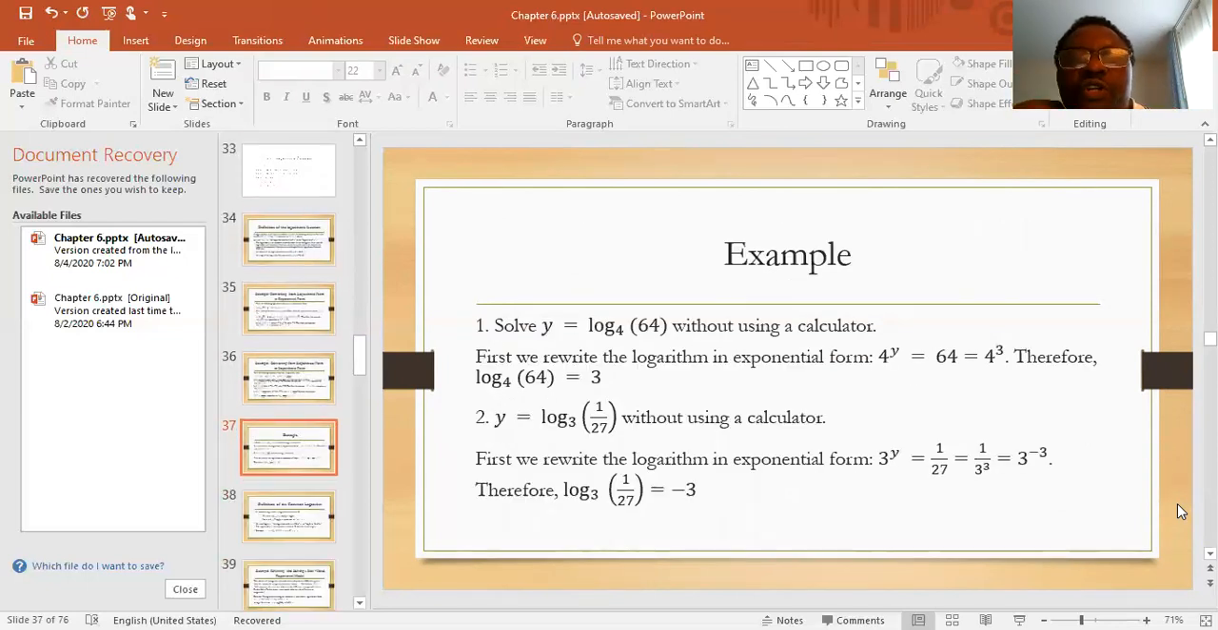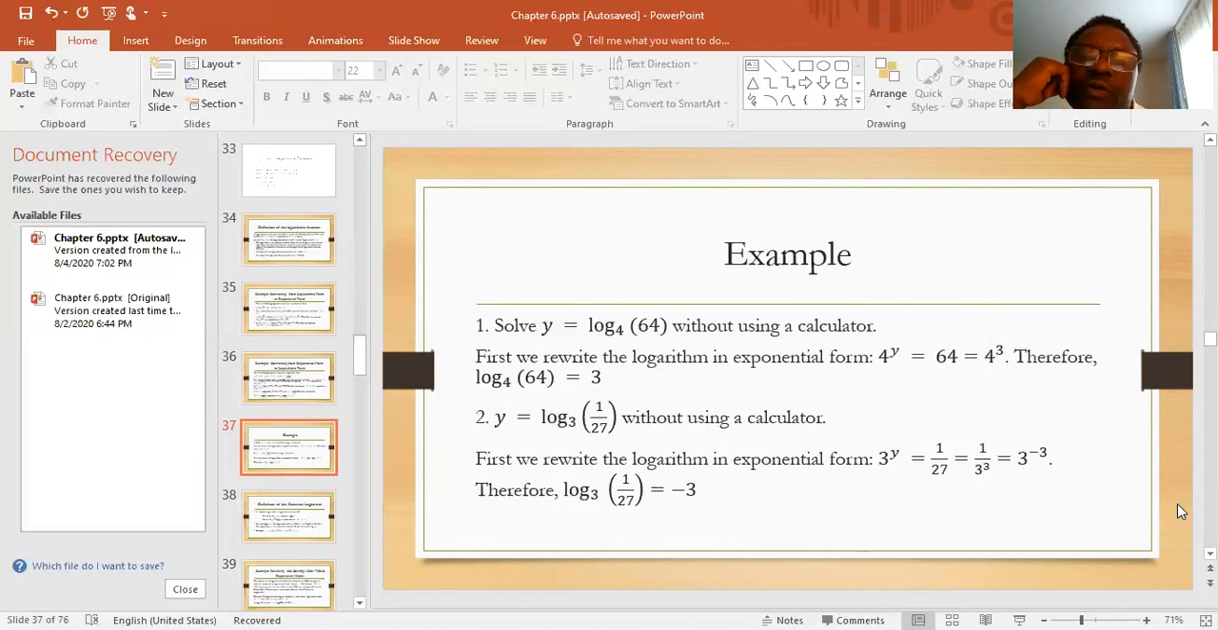Example, solve the equation y equals logarithm in base 4 of 64. In other words, what is the power of 4 that will give 64? So we know that 4 cubed equals 64. So logarithm in base 4 of 64 is 3.